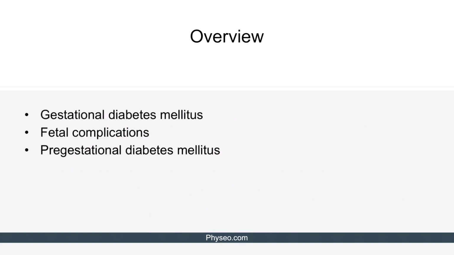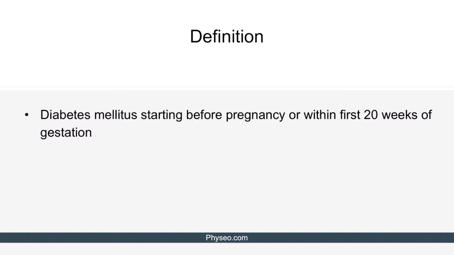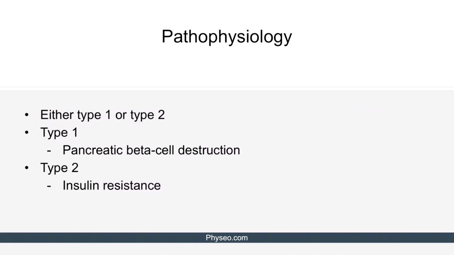Okay, so far we've covered gestational diabetes and some fetal complications. Now let's move on to discuss pregestational diabetes mellitus. Here is a reminder of the sequence we'll follow in describing this condition. Pregestational diabetes is a type of diabetes mellitus that starts before pregnancy or within the first 20 weeks of gestation. Pregestational diabetes can be either type 1 or type 2. Let's remind ourselves that type 1 is an autoimmune process characterized by pancreatic beta cell destruction. On the other hand, type 2 is caused by insulin resistance.